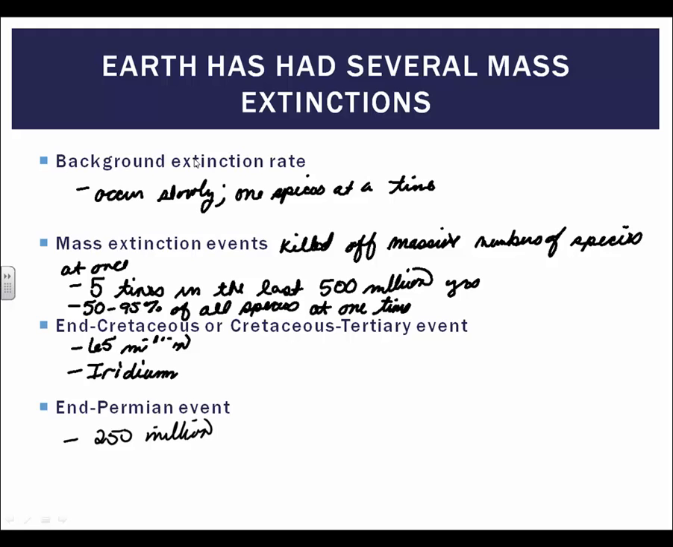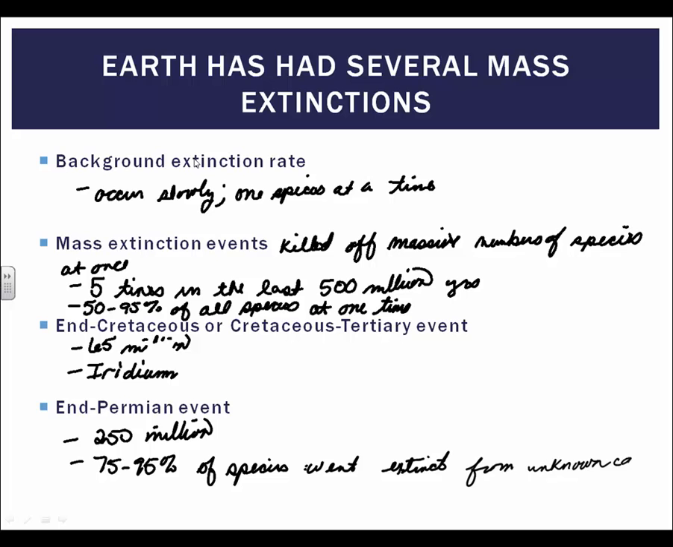And this one we chose is important because it is the largest extinction in our history. So it was 250 million years ago, and 75 to 95% of species went extinct. So this was our largest extinction to date. And we have no idea. We have no clue why it happened.